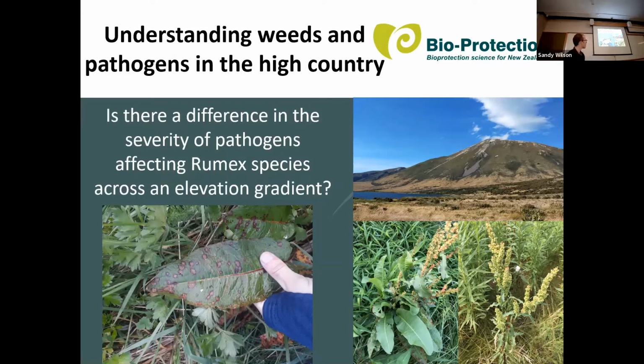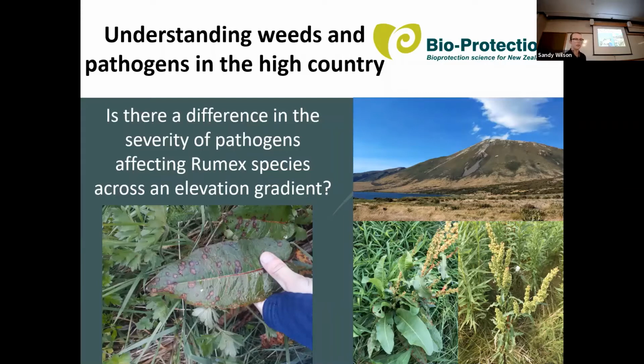The plants I was looking at for this project were Rumex obtusifolius here and Rumex crispus here. These plants are herbaceous, perennial, and are a common weed in disturbed areas, and they're also very widely distributed at both high and low elevations. The benefit of using these plants is that the pathogens affecting them are fungal with airborne spores, which means that there is easy transmission between populations. So at each site I was likely to find at least some pathogens.